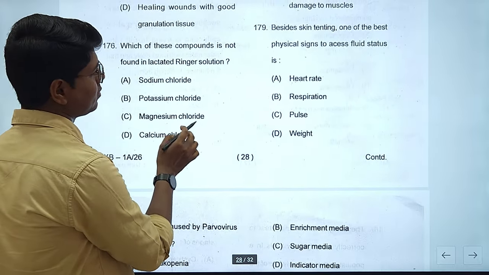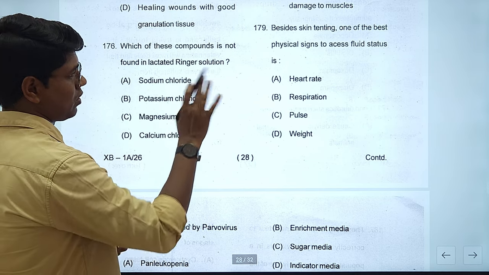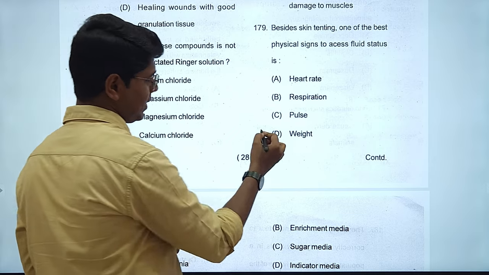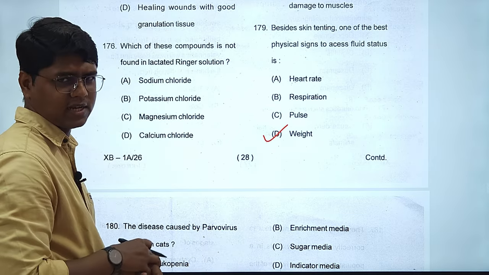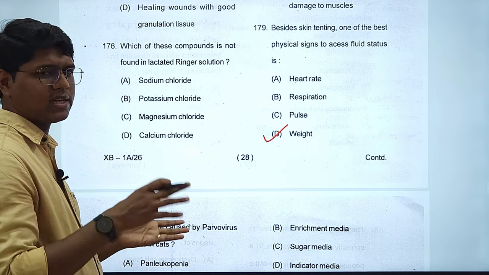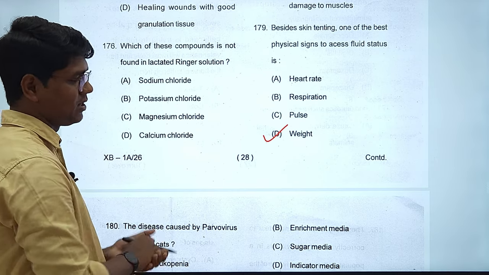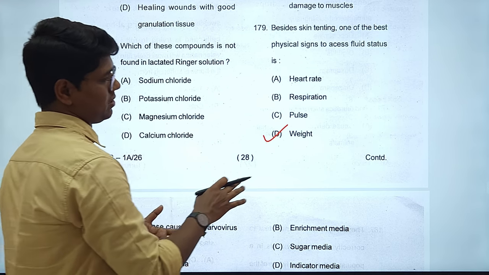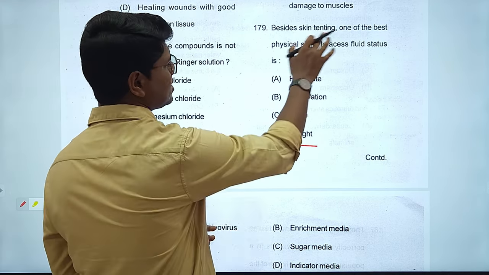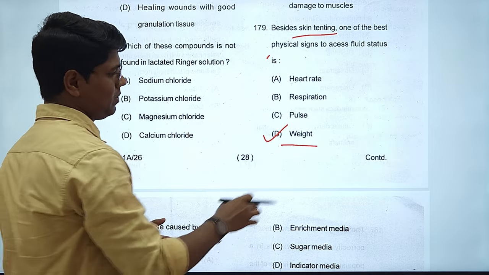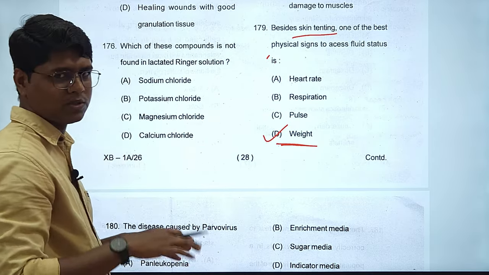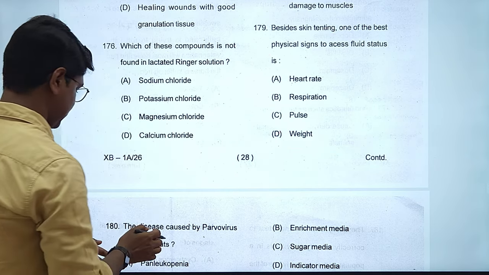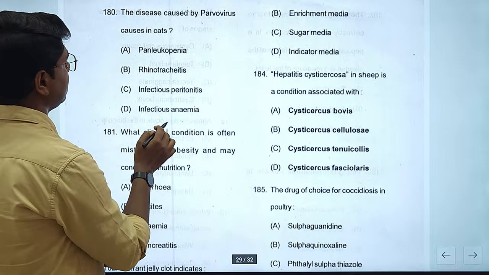Besides skin tenting, one of the best physical parameters, not actually the question, not best actually. Because in humans the weight is monitored, the answer is weight, but in dog and cat patients it is very difficult. In polyclinics you may have a weight monitoring system, but in field conditions you may not, but the answer is weight. When there is dehydration, skin tenting is used for measuring dehydration. When there is dehydration, your weight will be lost. Most of the weight of your body is due to fluids. When there is loss of fluid, the patient's weight will decrease.